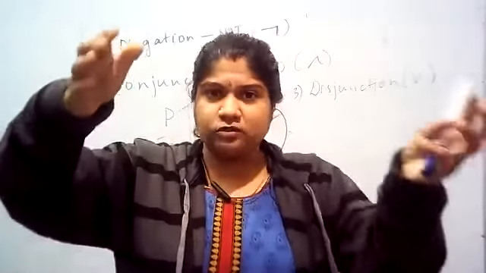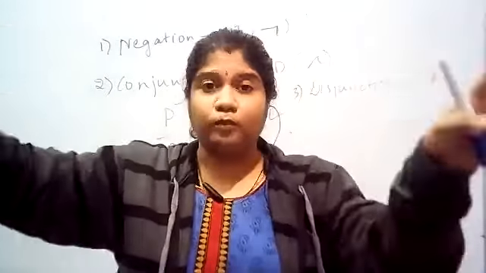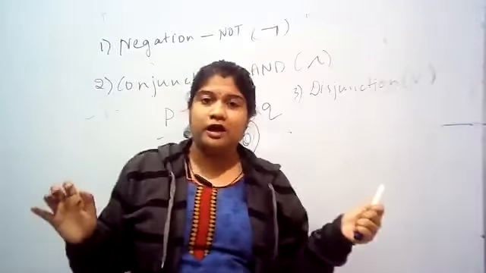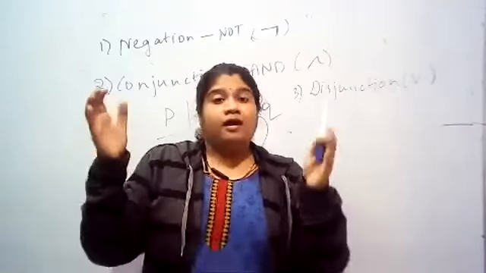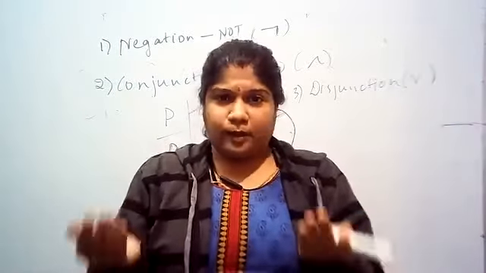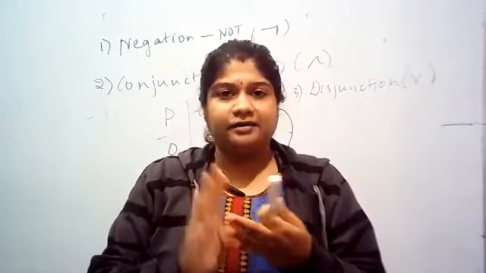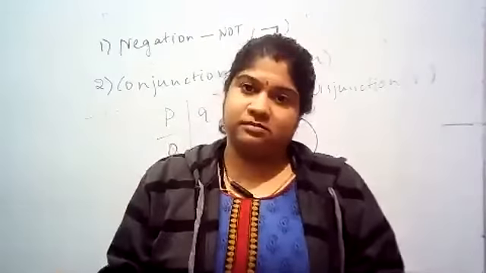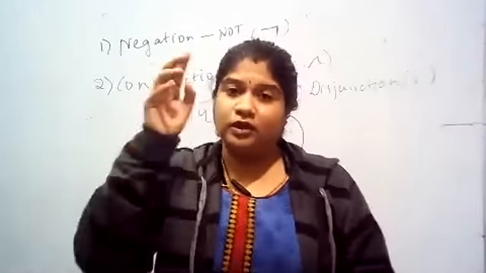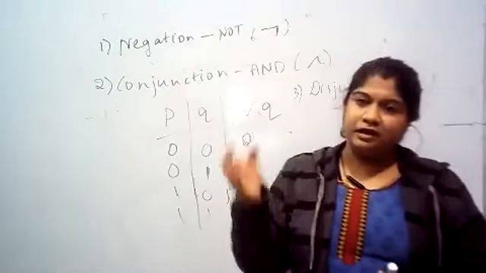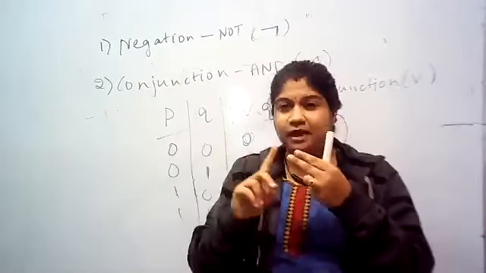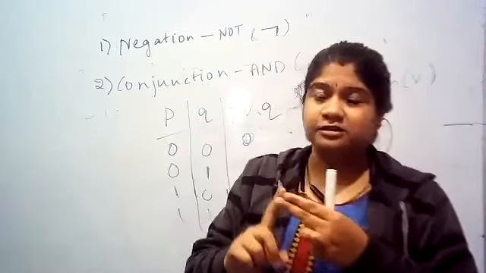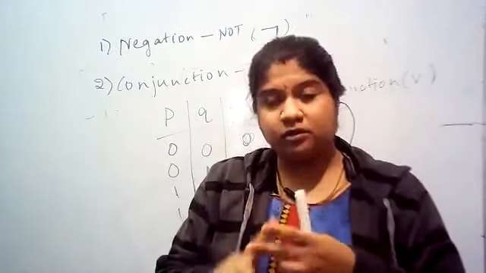I don't show any partiality among the students. Similarly here, truth value basically says whether the given proposition, P, Q, R, S, however many propositions there are, is true or false. If true, the truth value is 1; if false, the truth value is 0. So basically, as we studied earlier, there are only two values, 0 and 1. Here also we have only two values: either true or false.